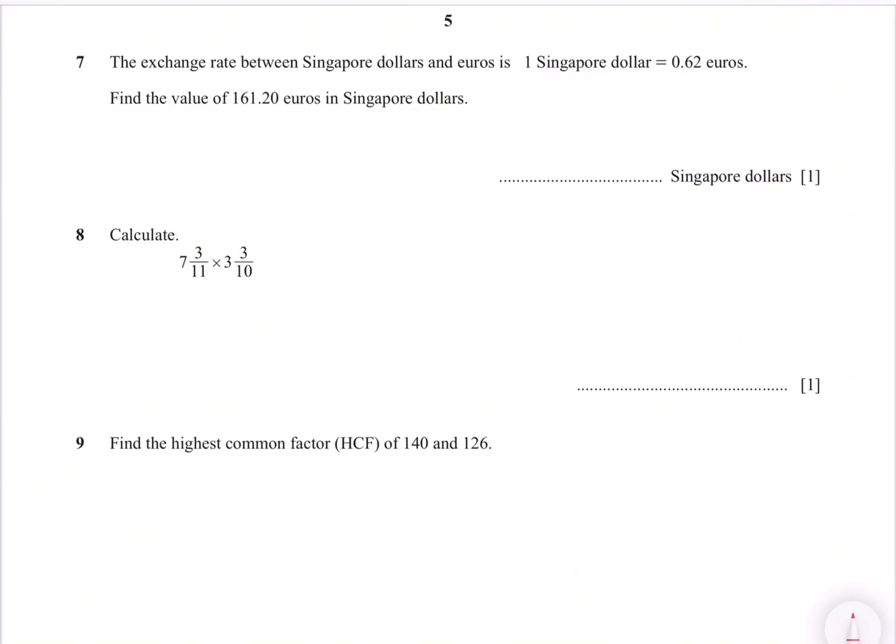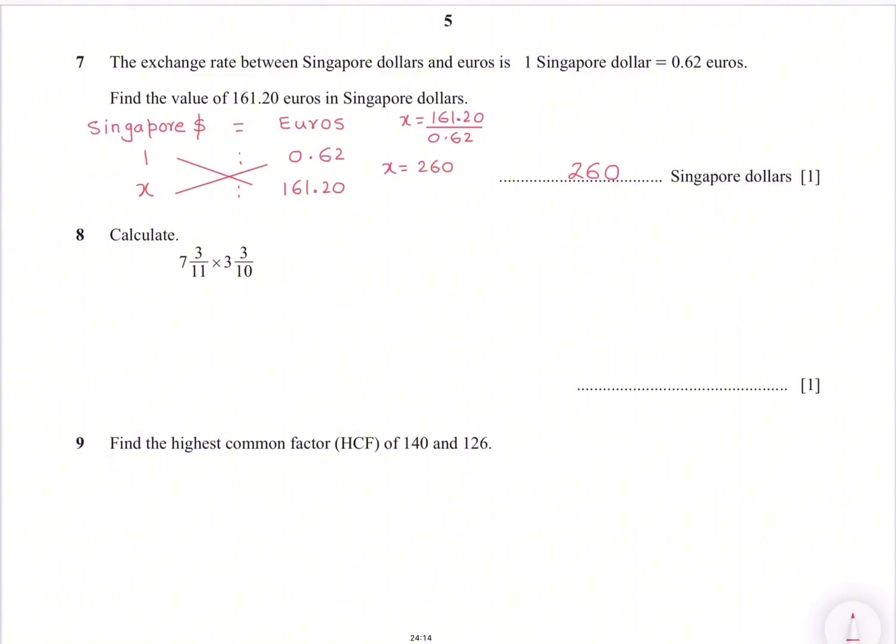The exchange rate between the Singapore dollar and the euro is 1 Singapore dollar equals 0.62 euros. So Singapore dollars to euros is the ratio 1 to 0.62. The euros are given, and put x under Singapore. Now from here cross multiply, and you will find the value of x, which is 260 Singapore dollars.